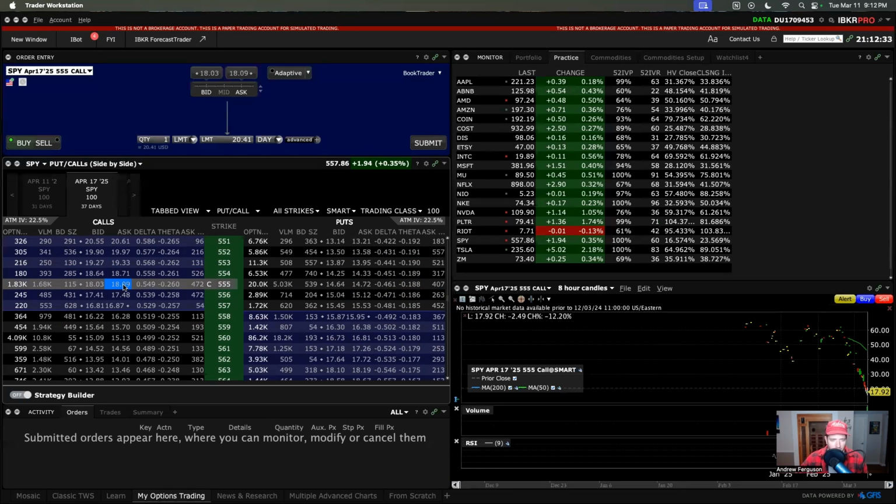We're looking right now to buy a call option at 555 with the current price of the SPY hovering around the 557 level. So if we buy this call option, it's going to cost us about $18.06 times 100 shares, which means it's going to cost us $1,806 because every option contract, as you may know, is made up of 100 shares.